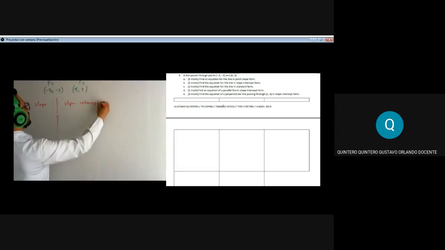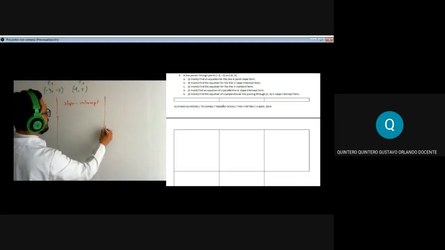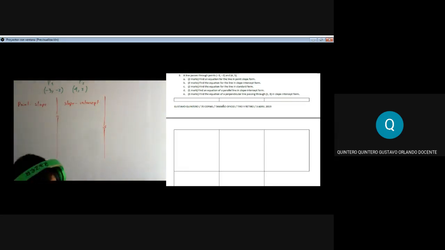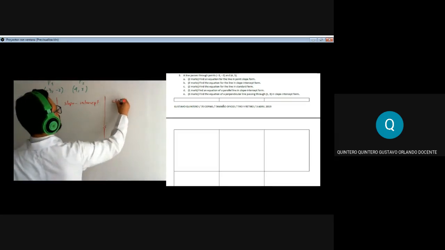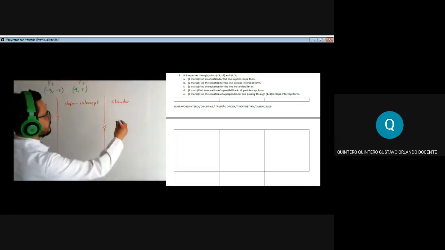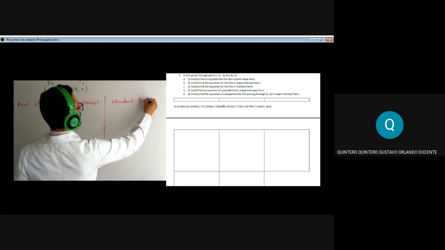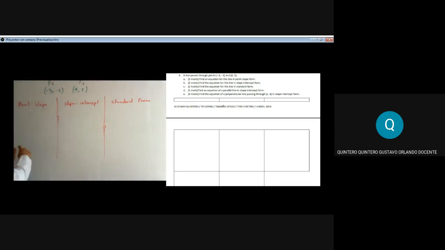All right, in case you don't remember or maybe you didn't see it. Point slope is different than slope intercept, which is different than standard form. Okay, what is the point slope?